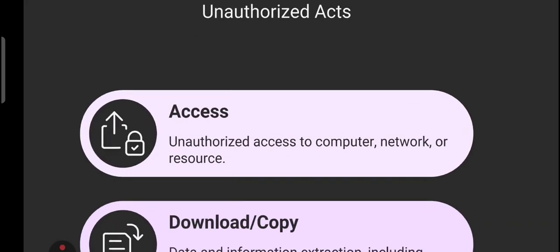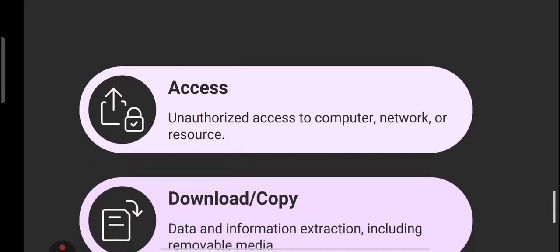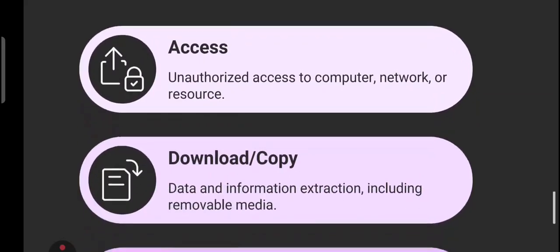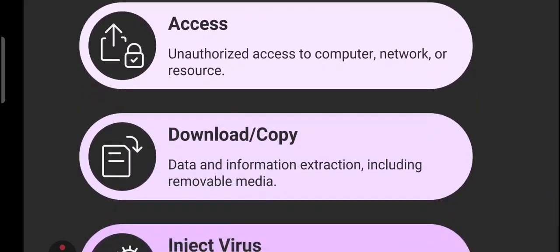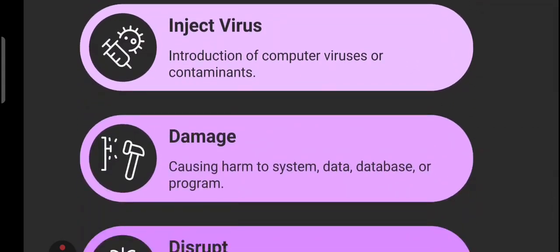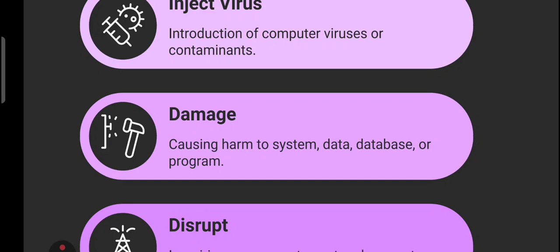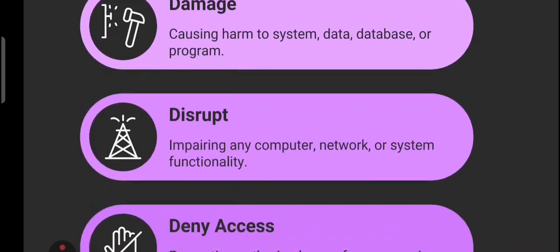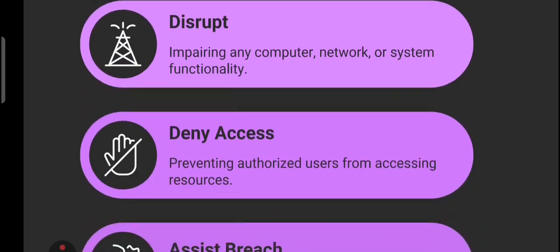First of all, we have access. If someone enters a computer, network or system without permission, that is illegal. Download and copy: taking data or information without permission, even onto a USB or hard drive, is a cyber offense. Inject virus: spreading a virus or harmful software into a system can damage or steal data. Then we have damage: any intentional harm to the system, data or software is strictly prohibited. Disruption, interrupting the normal functioning of a computer, is a punishable act. Then we have deny access: blocking a rightful user from accessing a system or data is an offense.